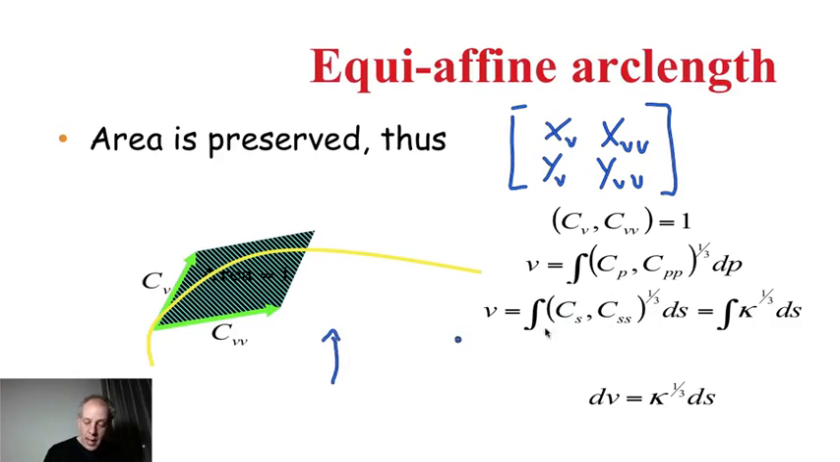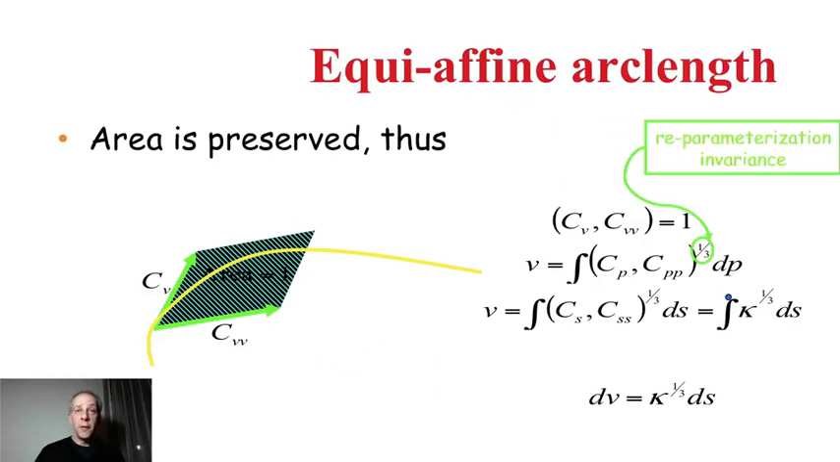Unit length. And the second derivative, in the case of the Euclidean arc length, is perpendicular to the first one, and it has basically length equal to curvature. Euclidean. So this is 1, this is curvature. So of course this area is equal to curvature. So we get that v, the affine arc length, is obtained by the integral of the Euclidean curvature to the 1/3 ds.